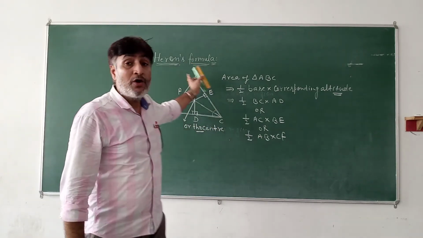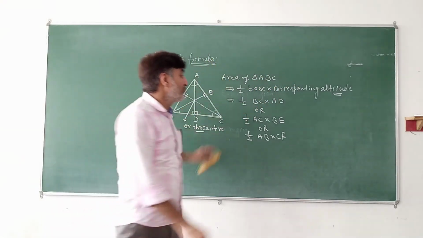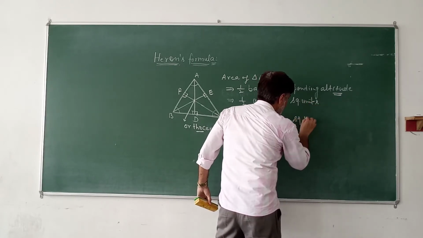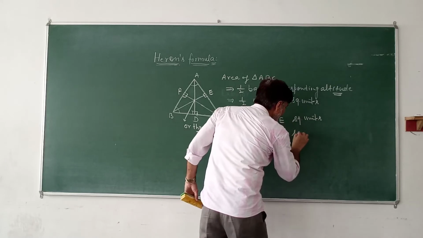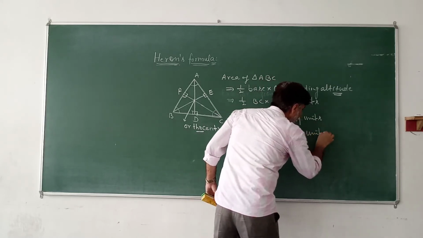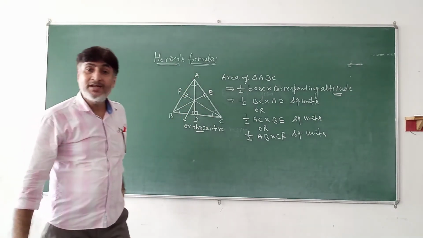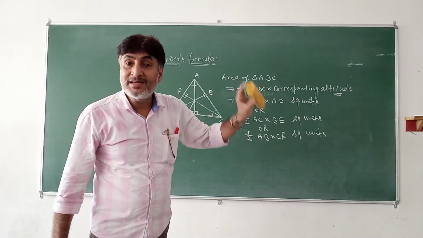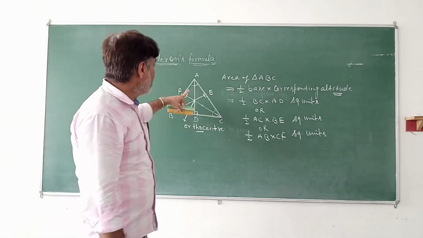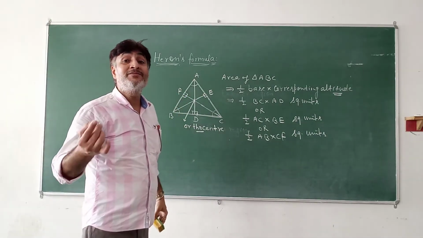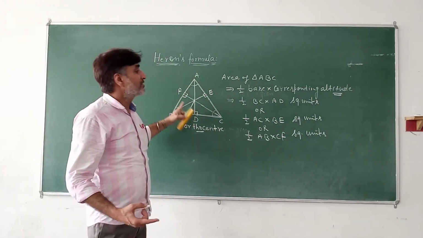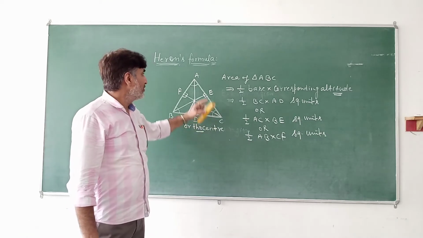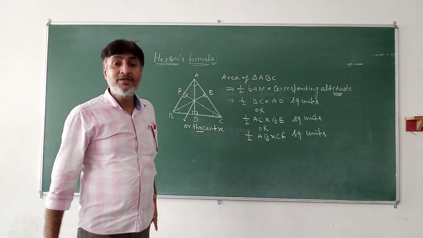The unit of area is always square unit. It means if the base and corresponding altitudes are given in centimeters, then the area of this triangle becomes centimeter square or square centimeter. If base and corresponding altitudes are given in meters, then the area of this triangle becomes meter square or square meter. Now we come to our main topic, Heron's formula.